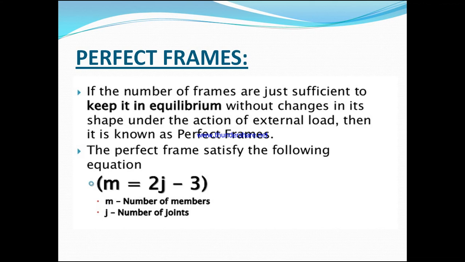We'll see in this slide what is a perfect frame. If the number of members is just sufficient to keep it in equilibrium without changing in shape under the action of external load, then it is known as the perfect frame. It is the definition of perfect frame. The condition for perfect frame is m equals 2j minus 3, where m is the number of members, j is the number of joints.